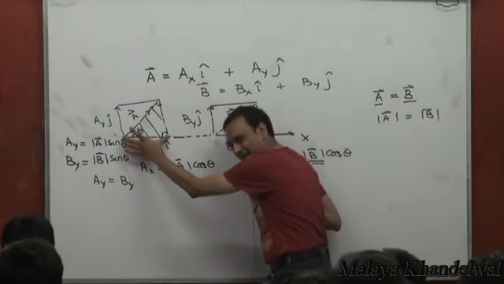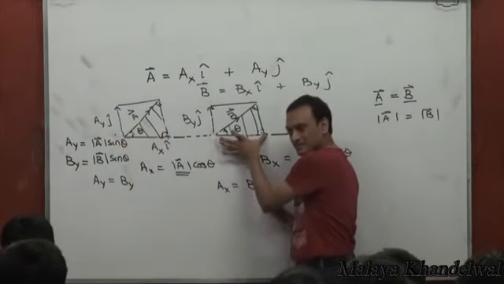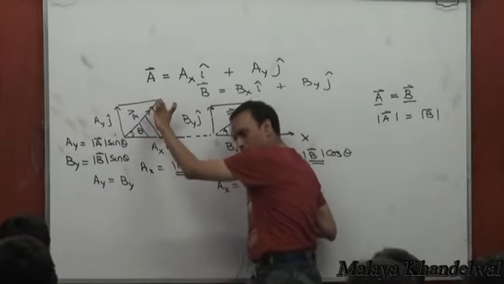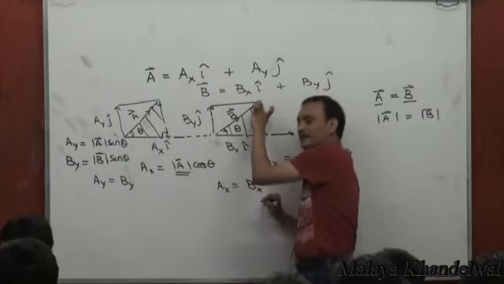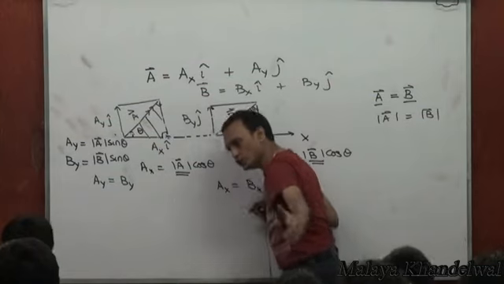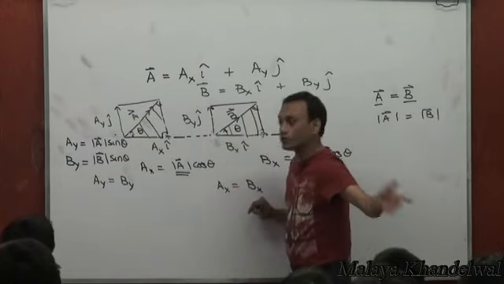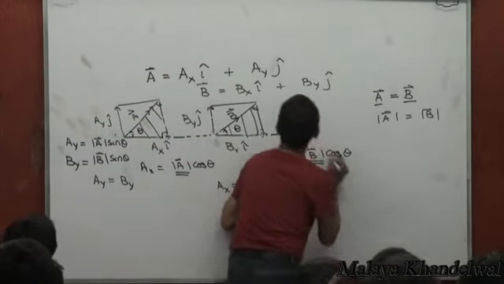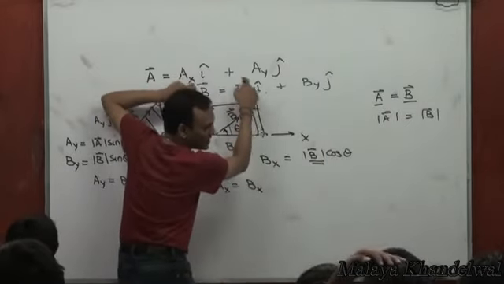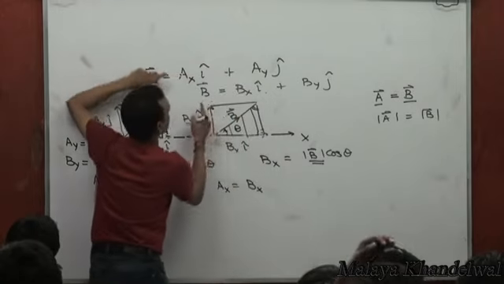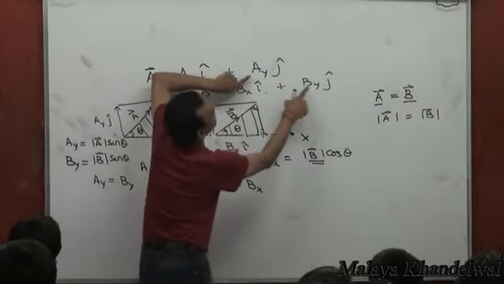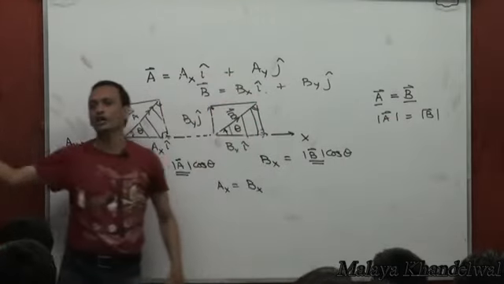But this side is of length AX, this side is of length BX. So AX must be equal to BX. Similarly, this side is of length AY and this side is of length BY. So this side equal to this side would cause AY to be equal to BY. Yes or no? Which means if I have a vector A equal to this, a vector B equal to this, and if these two vectors are equal to each other, then I can claim that AX must be equal to BX and AY must be equal to BY. Yes or no?